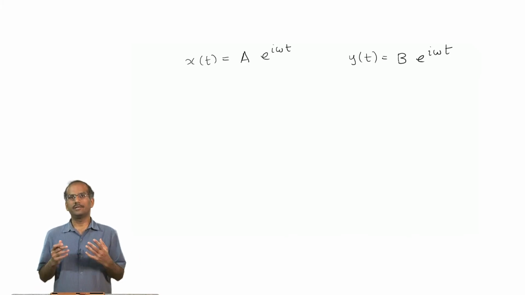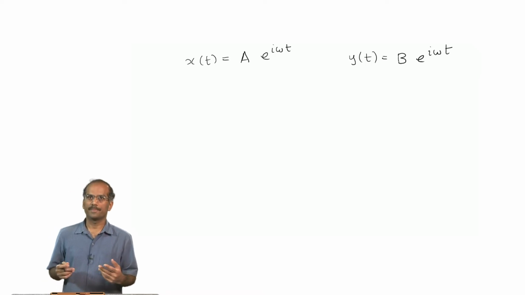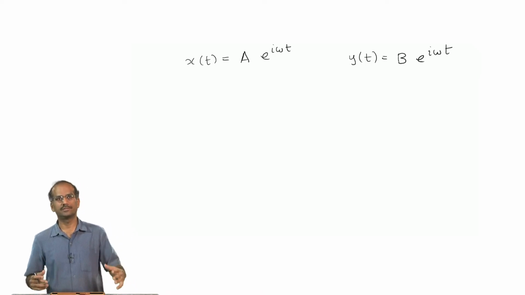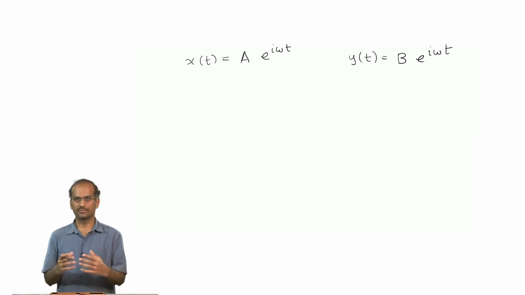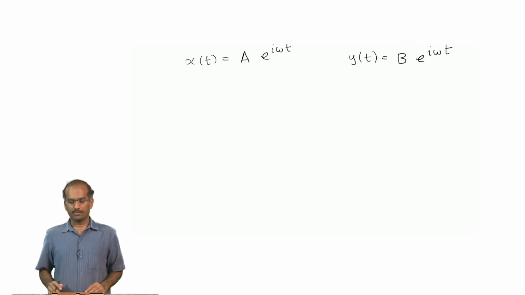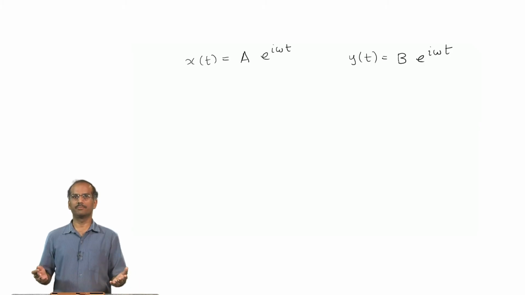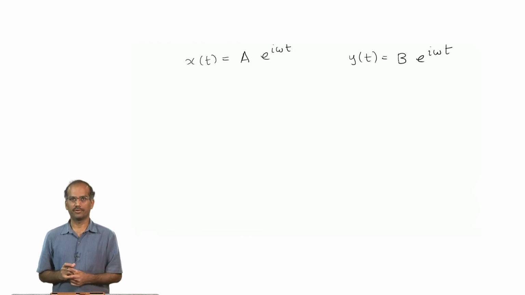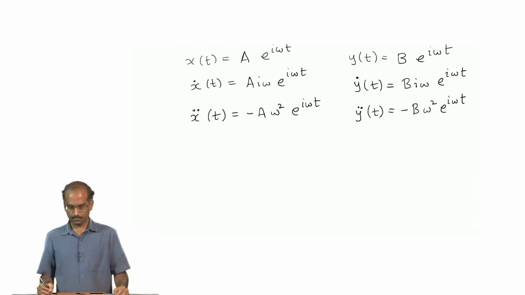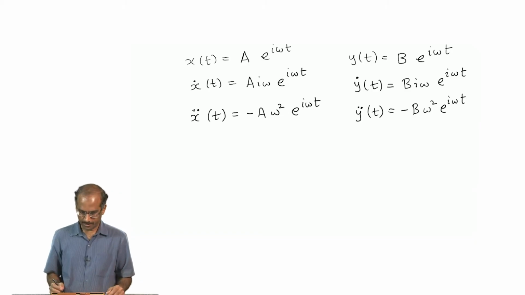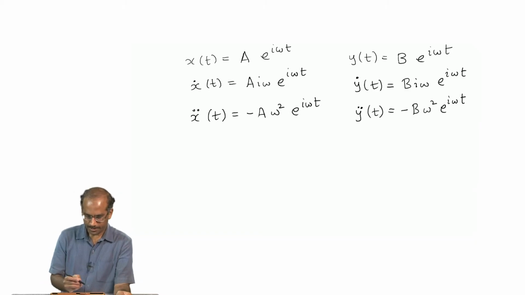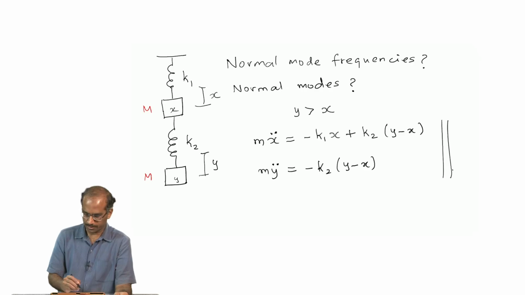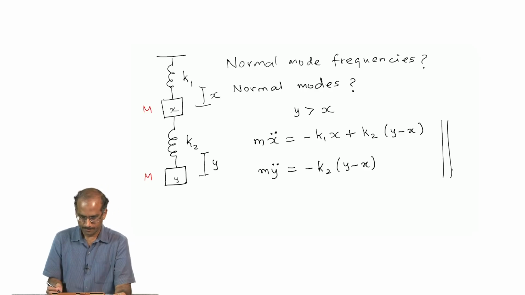Since we are not really worried about what kind of initial conditions we are solving the problem for, we can simply choose any initial conditions which are simple to handle, because what we are interested in is finding out the normal mode frequencies and the normal modes. Okay. So, I have written everything here. Now, all I need to do is to substitute it back in this equation.